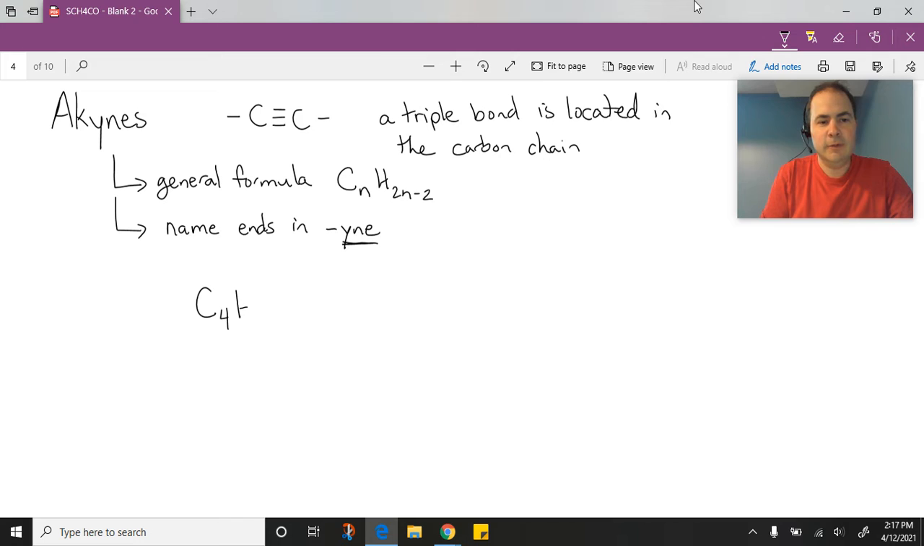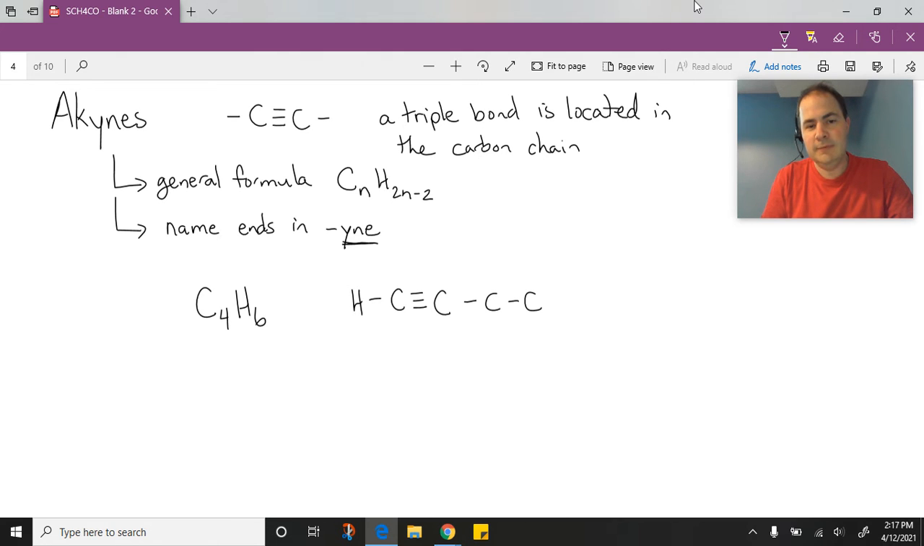So an example we might have could be C4, and then to follow that pattern, 2 times 4 would be 8. We take away 2, so we're going to get C4H6. That's an example where we could have an alkyne. So if we look at this, we could see potentially our triple bond in our chain of carbons. It could be at the carbon 1 location. We don't have a name for it. So if we start by drawing, we could put it here.